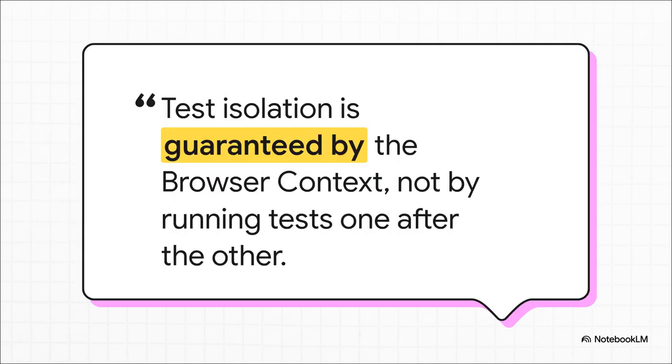I want this to sink in. Maybe even say it out loud with me. Test isolation is guaranteed by the browser context, not by running tests one after the other. This principle is what unlocks the ability to run all of your tests in parallel at full speed with total confidence that they won't trip over each other.